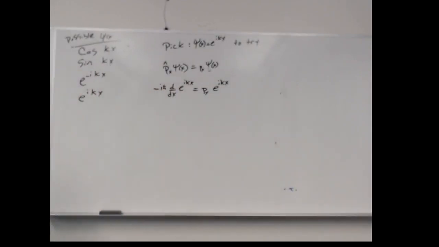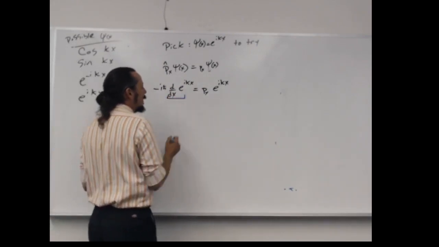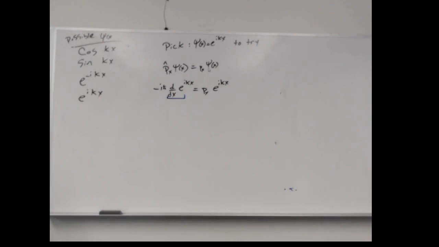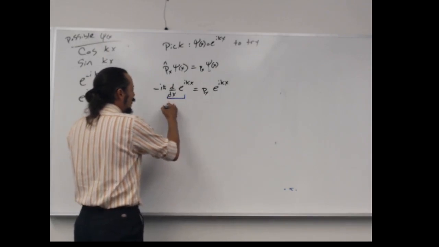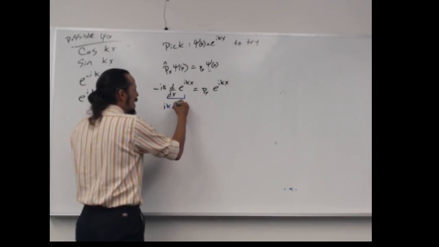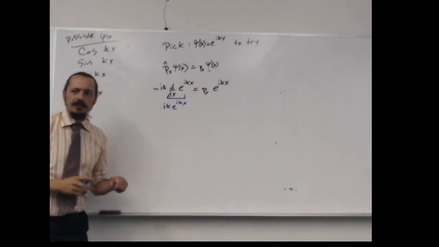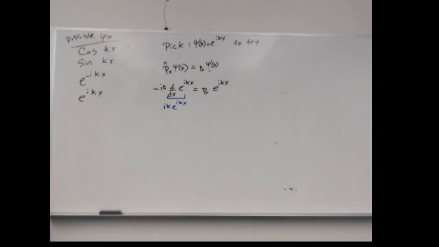Now I can't just divide over, right? Because I have to take this derivative before I do any division or multiplication. If I take the derivative of e to the ikx, this should give me ik e to the ikx. Does everyone agree with that? One through five, memory of derivatives.